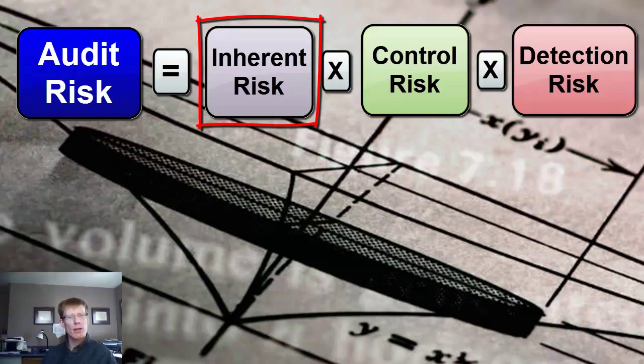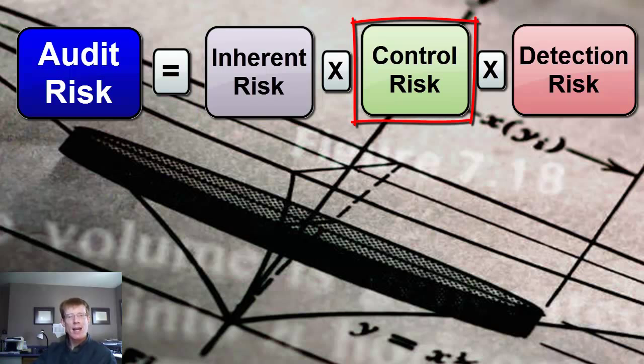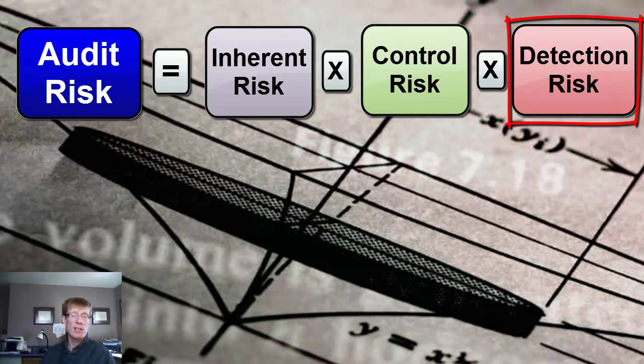First, we have inherent risk. And inherent risk is the likelihood that a material misstatement might occur in the first place, assuming no internal controls exist. Next, we have control risk. And control risk is the likelihood that the client's system of internal controls will not prevent or detect a material misstatement. And finally, we have the plan detection risk, or simply detection risk. And detection risk is the risk that our audit procedures will fail to detect a material misstatement.